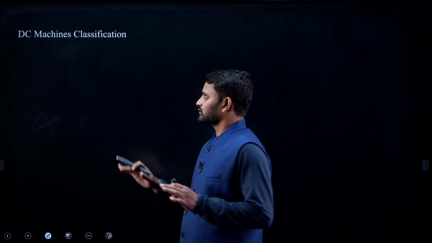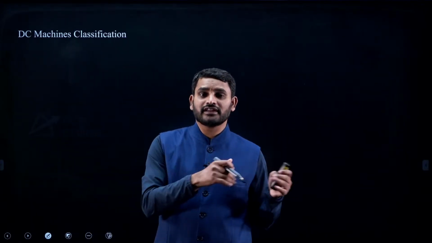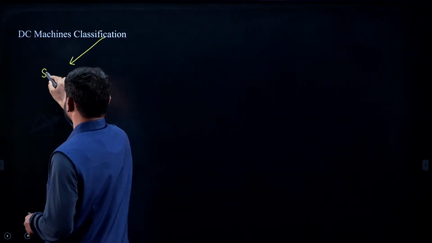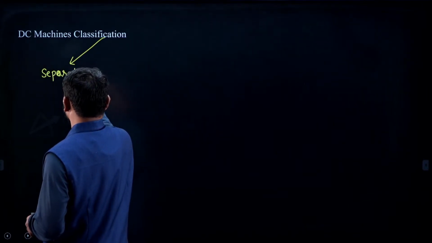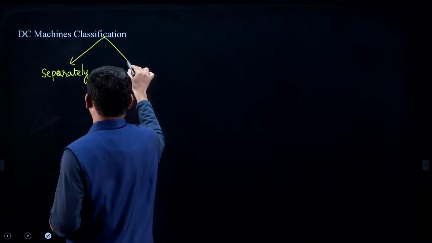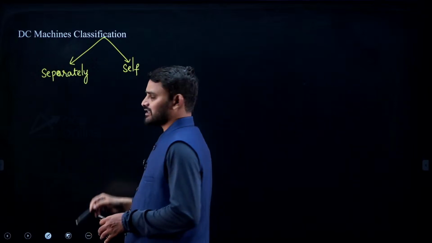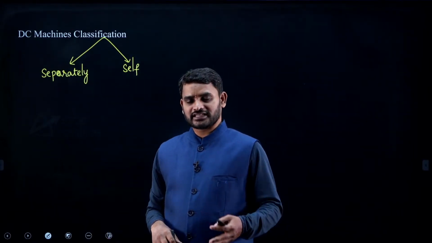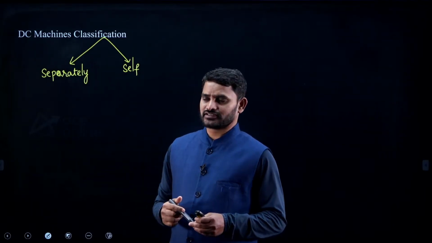So, we know that the DC machines are classified based on the excitation given to the field winding, especially I am speaking about generators. Okay. So, based on the excitation, we have separately excited generators and self excited generators. In the self excited generators, you have shunt excitation, shunt excited generator, series excited generator, and mix also, that is shunt plus series compound generators also there.